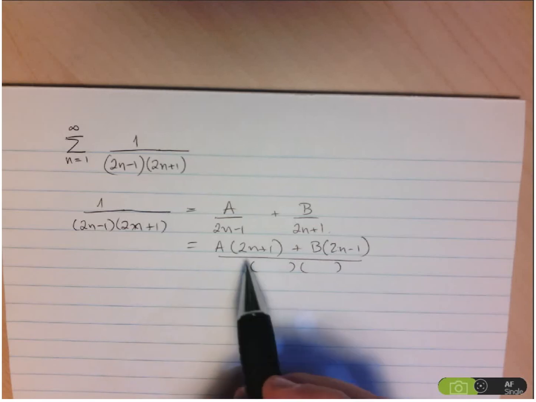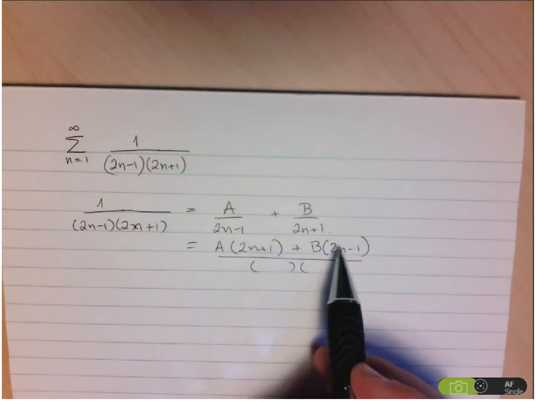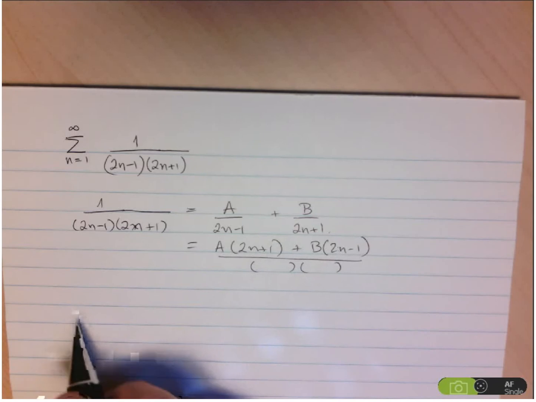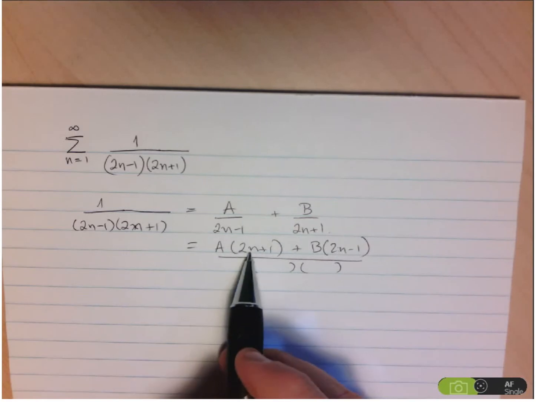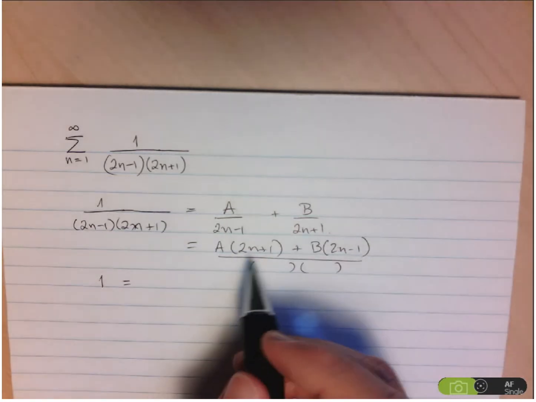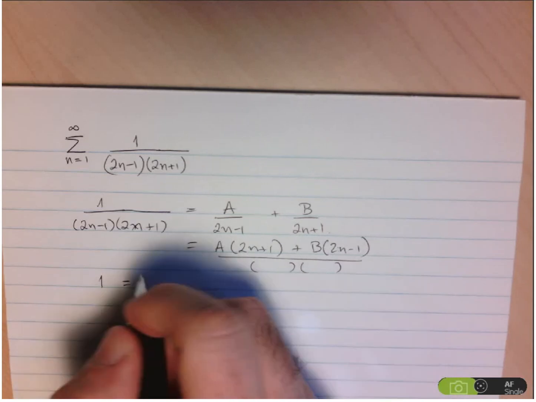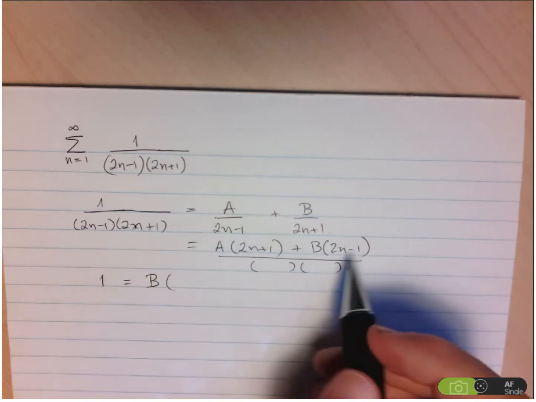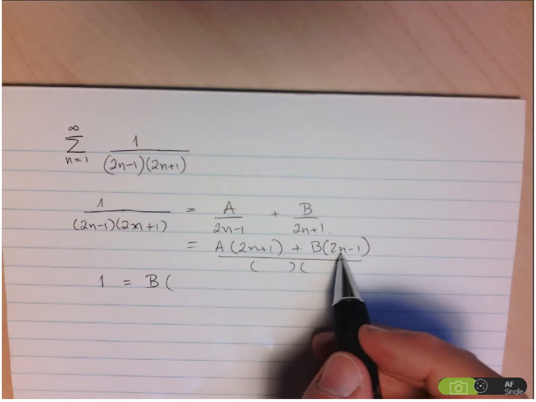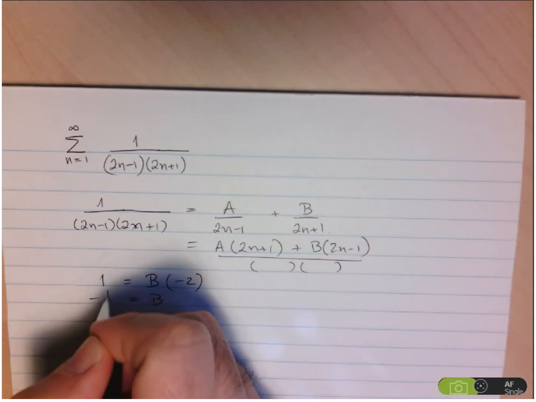So I'm going to allow myself to choose any value for n. In particular, as we remember, we want to choose values that are going to make each of these brackets equal to 0. So if I pick n to be -1/2, I can rewrite the equation 1 equals, well, -1/2 will make this first term equal to 0. And so we've got b times, well, -1/2 times 2 is -1, minus 1 is -2. So b is just equal to -1/2.